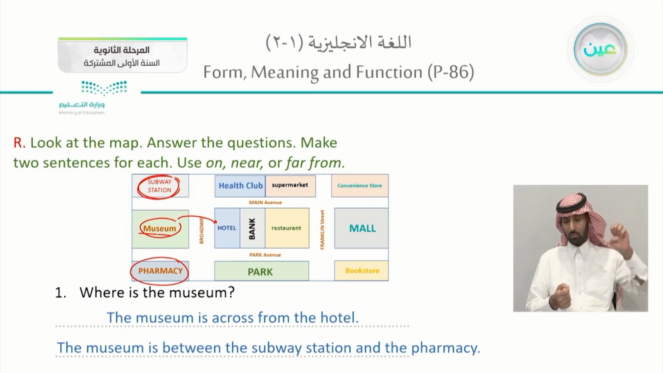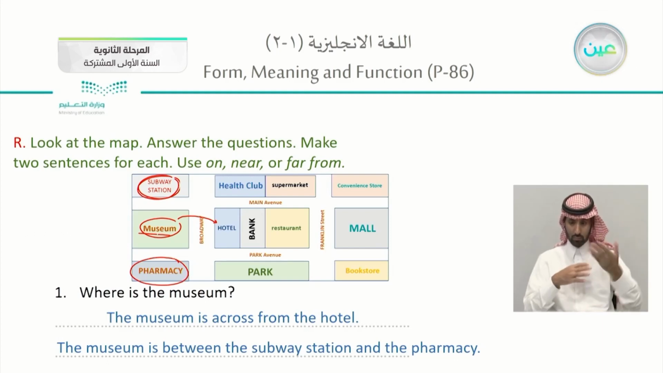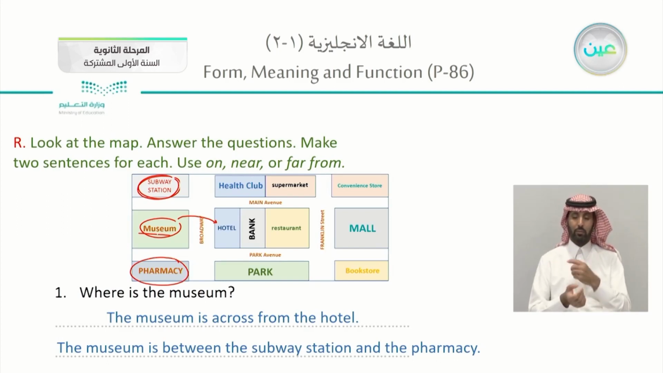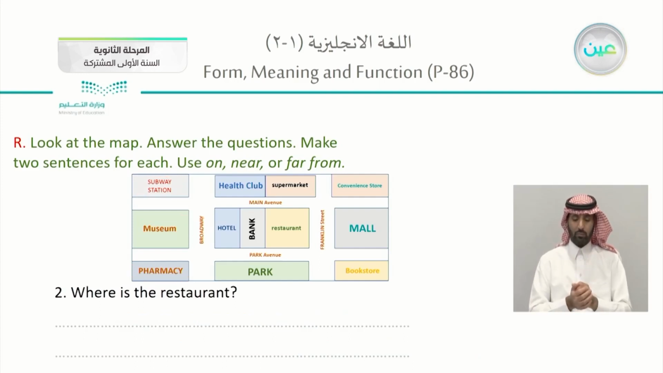We can actually use on, near, or far from. So I can say that the museum is across from the hotel. It is somewhere in here, across from. And it is between the subway station and the pharmacy, somewhere in the middle between them. It is near the hotel. It is near the health club and far from the mall. You can write it this way. How about the following? Another question.